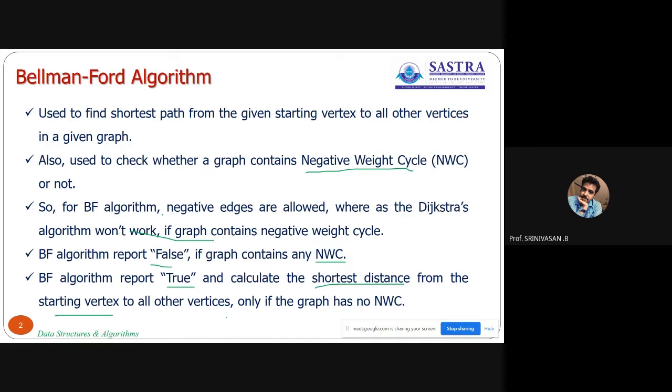It also reports whether a negative weight cycle is present or not. If it is present, it will not give the answer. If it is not present, it will give the answer. That is it.